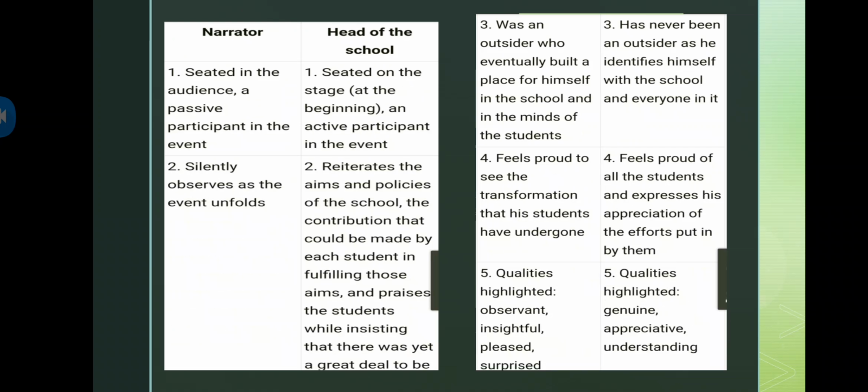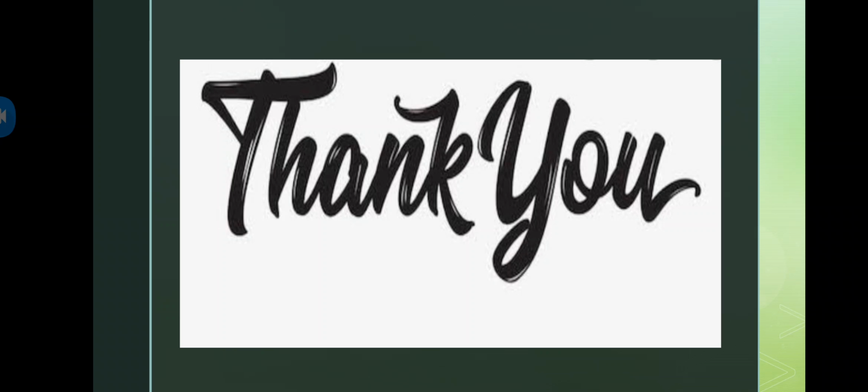Now, the narrator's qualities have been highlighted: observant, insightful, pleased, and surprised. And the head of the school was genuine, appreciative, understanding. So, I hope you have understood what I've explained. Now, in the upcoming lecture, we will be discussing the different aspects of the activities like plot, theme, and the other activities.